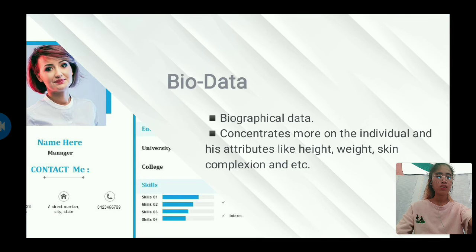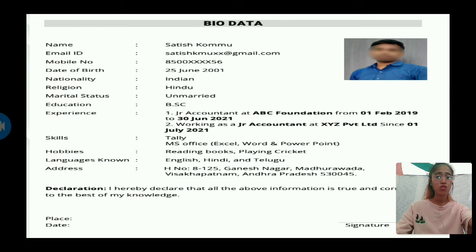Now let's talk about biodata. So biodata is very common, the kind we can buy at the roadside. So biodata, or biographical data, concentrates more on the individual and his attributes like height, weight, skin, and complexion. So this is mainly termed when you have to submit a document where information about physique along with education and family background is necessary. So biodata is an old-fashioned terminology for resume and CV. The emphasis here is on personal information. So here is an example of a biodata. As you can observe, the biggest space is about personal information. And then in a biodata, education and experience are not mandatory, which means they can be left out.